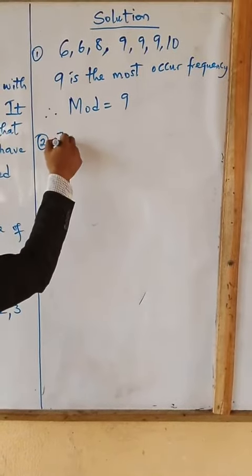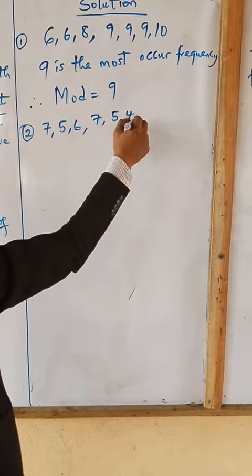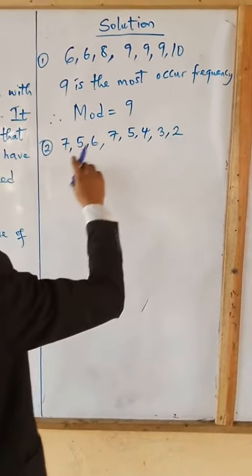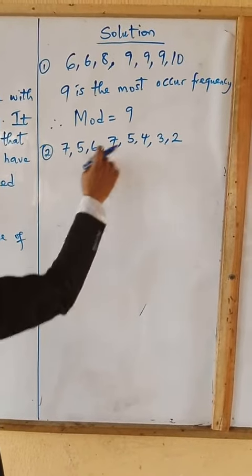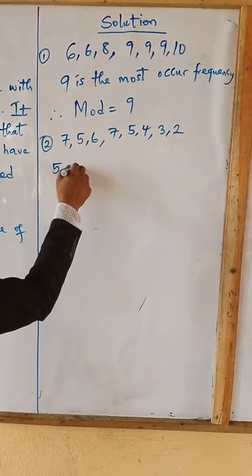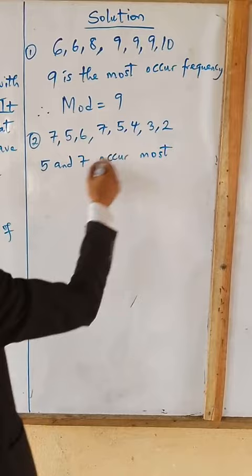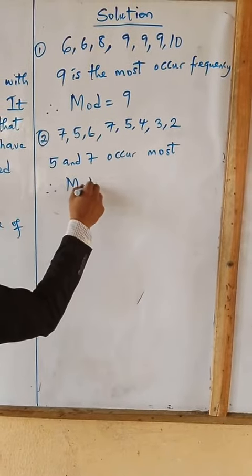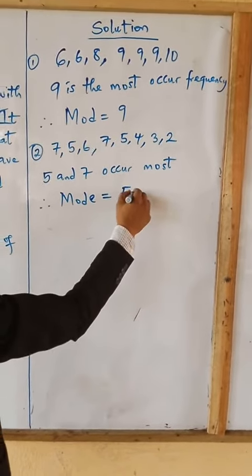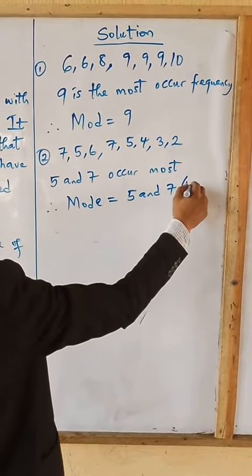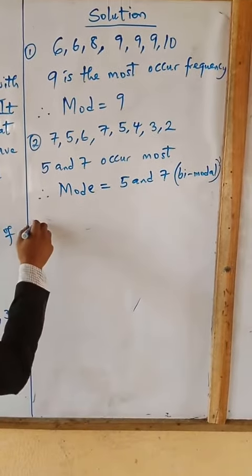Let's solve question 2. We have 7, 5, 6, 7, 5, 4, 3, 2. 7 occurs twice, and likewise 5 occurs twice. So that means 5 and 7 occurred most. So therefore, mode is equal to 5 and 7. And this is an example of bimodal. That is when we have two modes.